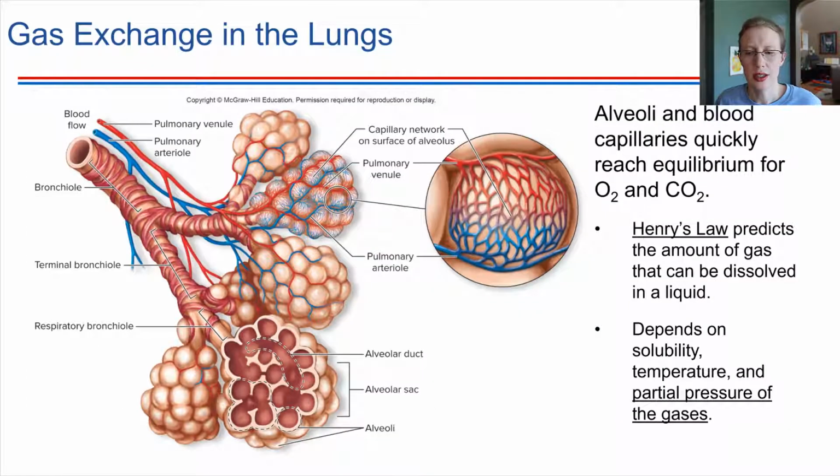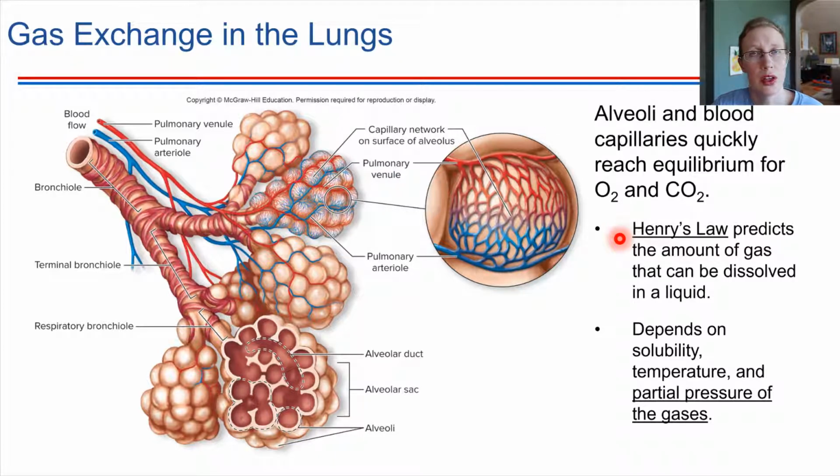The gas exchange that takes place in the lungs happens very quickly. Equilibrium is reached extremely fast, and Henry's law is something that allows us to sort of quantify how much gas will go into the blood versus stay in the air. It's not like all of the oxygen goes from the air into the blood, right? That it has to follow some rules. So Henry's law is what connects a few concepts together. We can predict how much gas will go into the blood based on a couple of things.